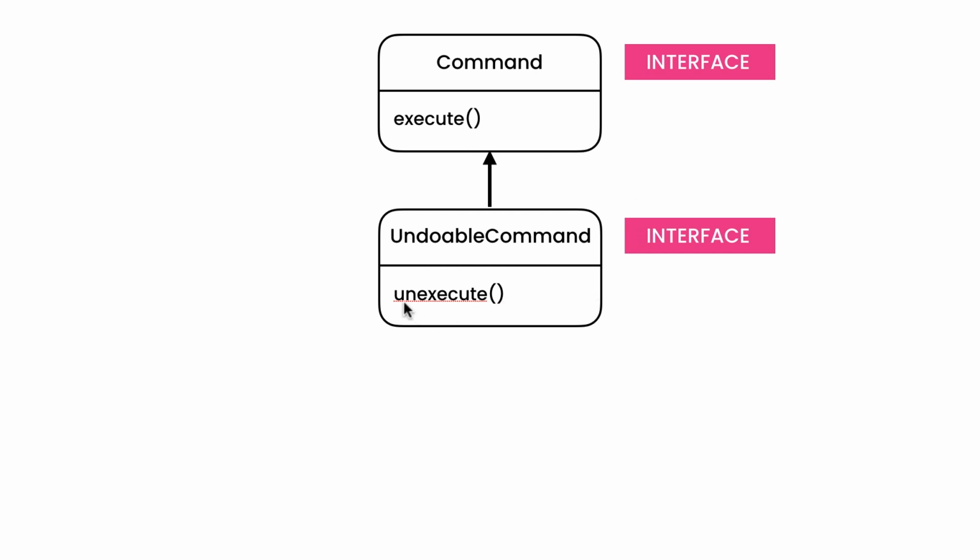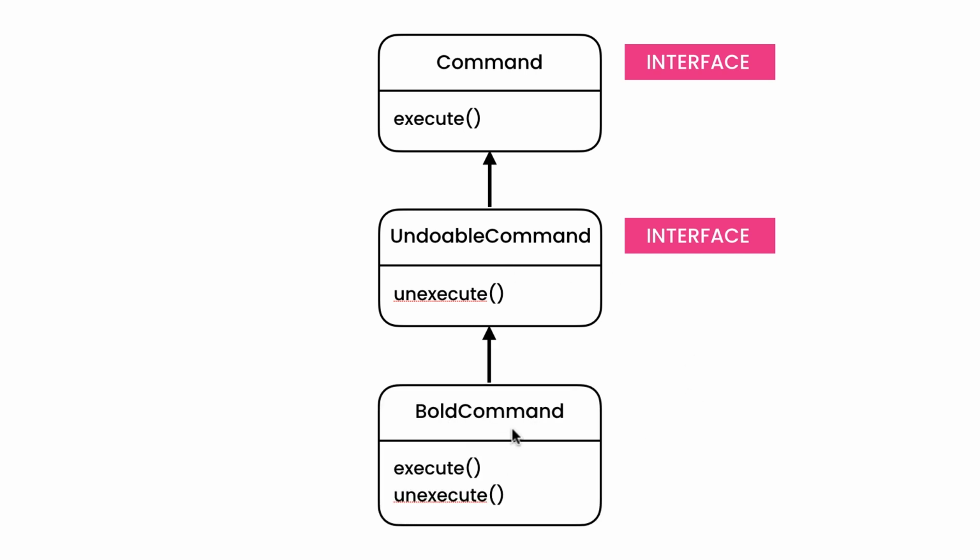Now you might be wondering why I didn't add the unexecute method in the command interface. The reason is that not every command is undoable. For example, let's say we're building a word processor. We can make the text bold. That is an undoable command, but saving the document is not an undoable command. We cannot undo the save operation. As another example, think of zoom in and zoom out. These are not undoable operations, okay? So we introduce the undoable command interface and then implement it in a class like bold command. So this class is going to have two methods, execute and unexecute.